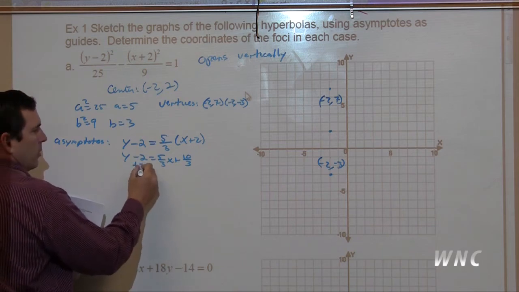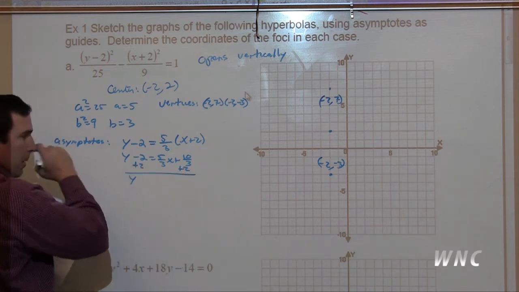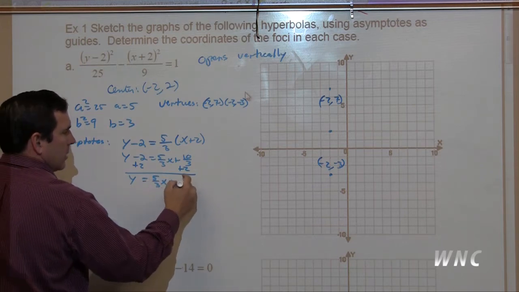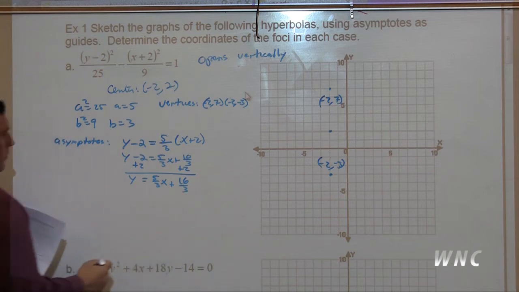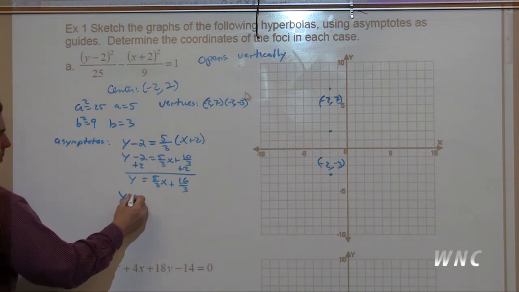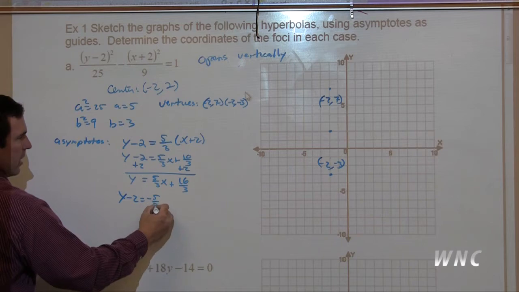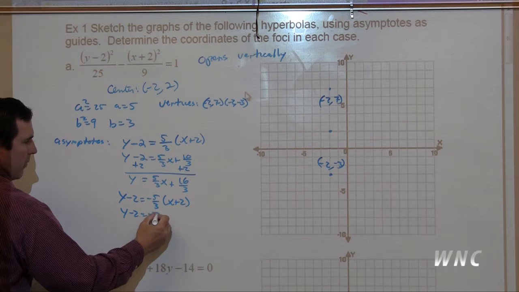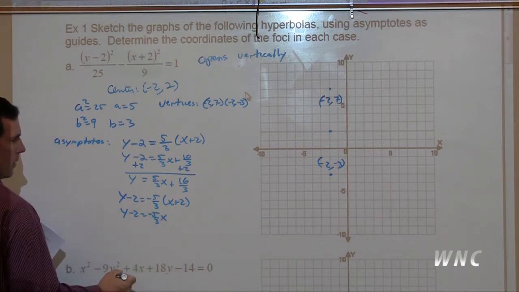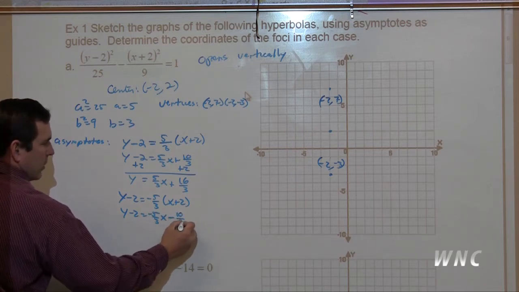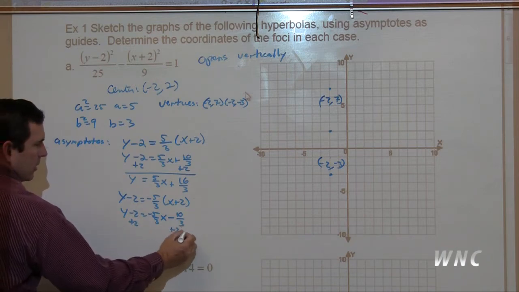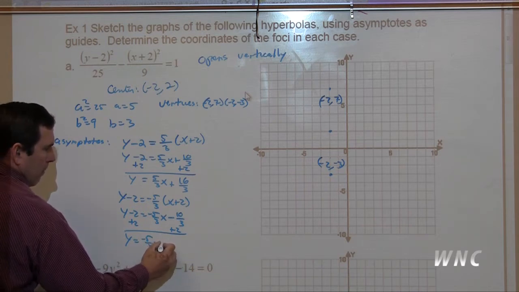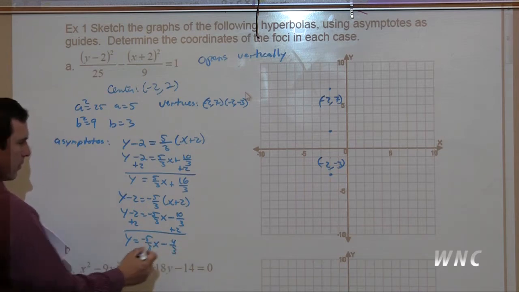So I'll add 2 to both sides. y equals 5/3 x plus, that makes it 16/3. The other case, we have y minus 2 equals negative 5/3 times the quantity (x plus 2). So y minus 2 equals negative 5/3 x minus 10/3. So adding 2 to both sides, y equals negative 5/3 x minus 4/3.